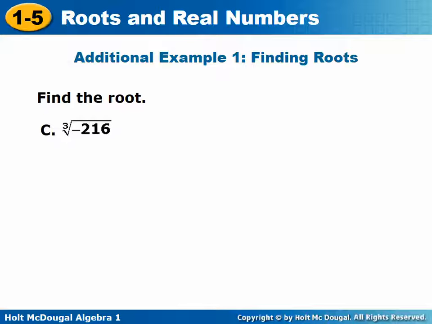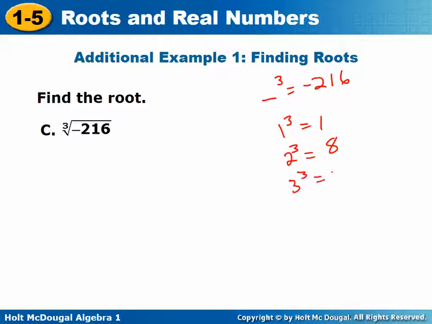Now here we go with a cubed root. If we have the cubed root of negative 216, let's think about that. We want some number to the third power that's equal to negative 216. So let's try some different numbers and see if we can figure it out. Well, 1 cubed is only 1, so that doesn't work. How about 2 cubed? 2 cubed is 2 times 2 times 2, which is 8. That's too small.